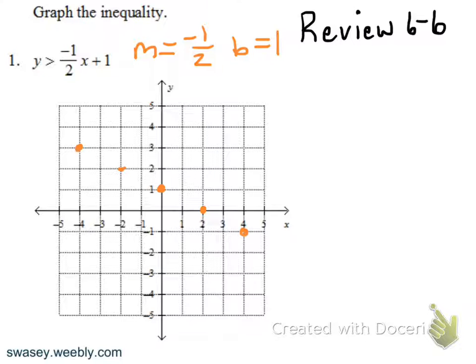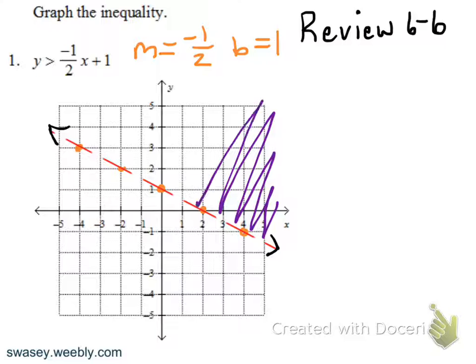Now if it has the or equal to, the little line underneath the greater than or less than symbol, then we'll have a solid line. If it doesn't, it's a dashed line. So this one's going to be dashed. Next, we need to think about shading. Greater than, you shade above, less than, you shade below. So this one's going to be greater than, which is shading above.